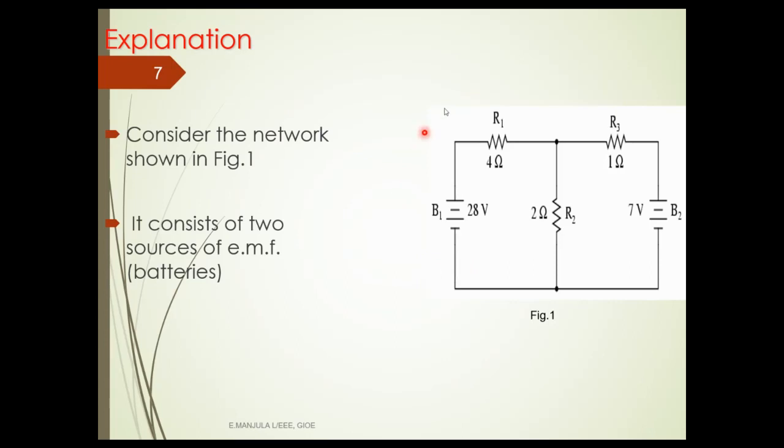Here, in figure 1, two sources are there, EMF sources, which are batteries. Battery 1 is 28 volts and battery 2 is 7 volts. There are three resistors: R1 is 4 ohms, R2 is 2 ohms, and R3 is 1 ohm.